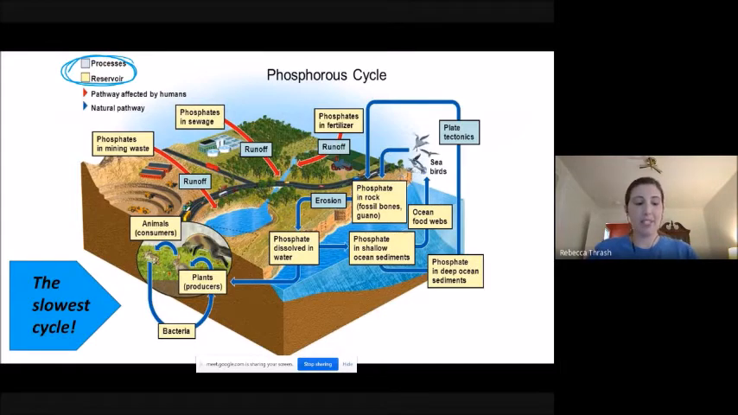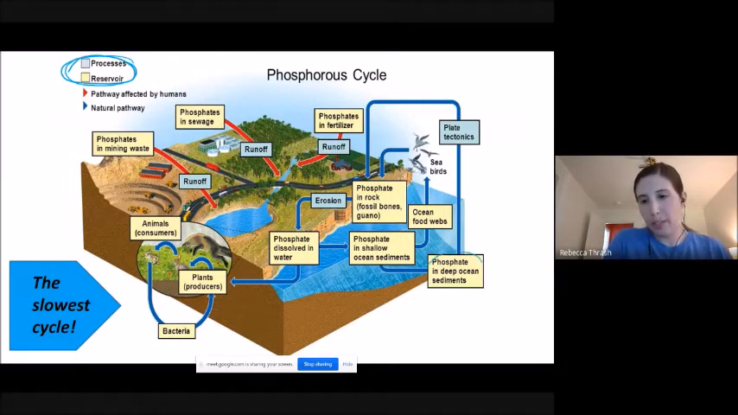So speaking of time, this is actually the slowest cycle, meaning that the transition of phosphorus throughout the cycle happens slowly. It's also a really huge limiting factor to plant growth. And one of the reasons for that is because it is so slow. It takes a long time for phosphorus to cycle through. So let's start with phosphorus in sediments here.